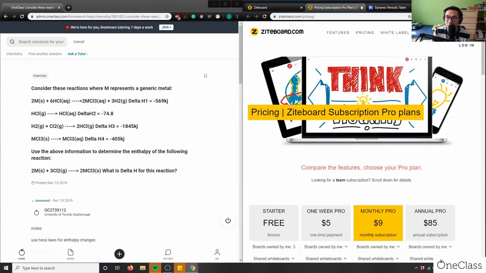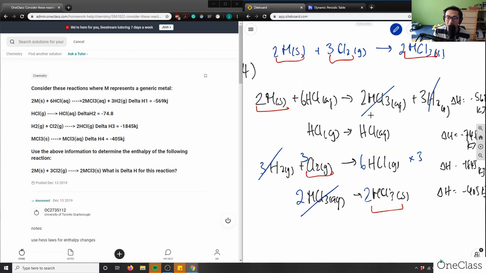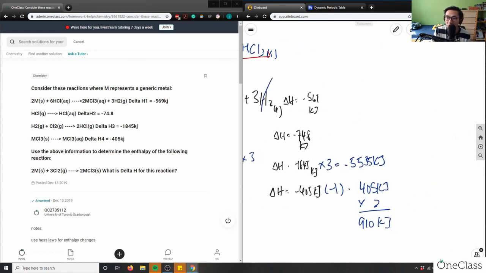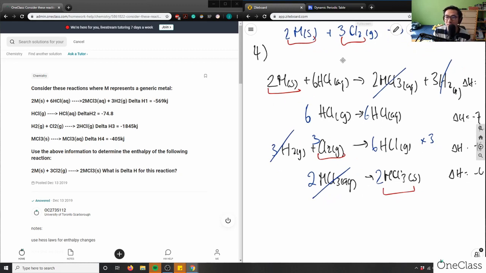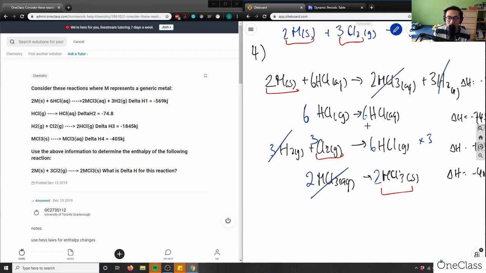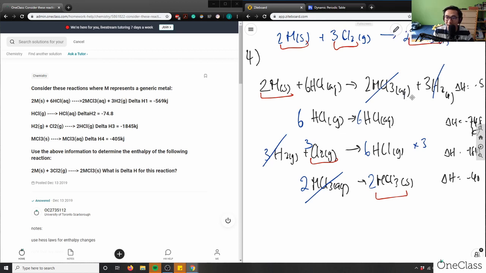So I need to multiply this entire second equation by 6 in order for me to cancel that out. So let me multiply here by 6 and 6, which changes the enthalpy from negative 74.8. I'm going to multiply that entire thing by 6, which gives negative 74.8 times 6, which is negative 448.8 kilojoules. That's okay. And what that does is that allows me to cross out, I have hydrogen chloride gas and hydrogen chloride gas, so I can cross these two out as well.